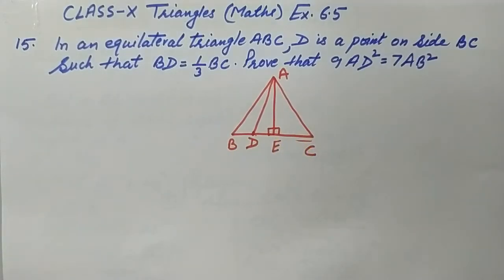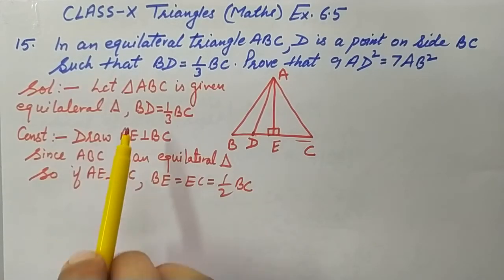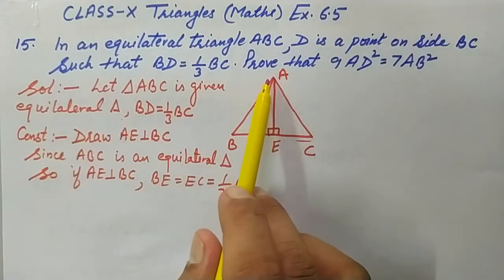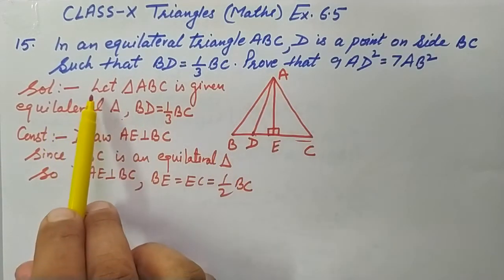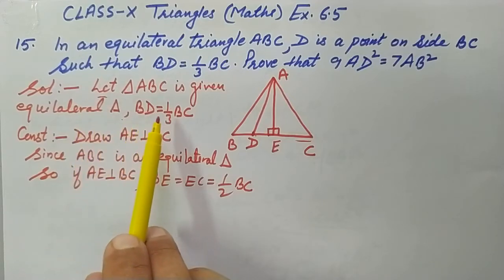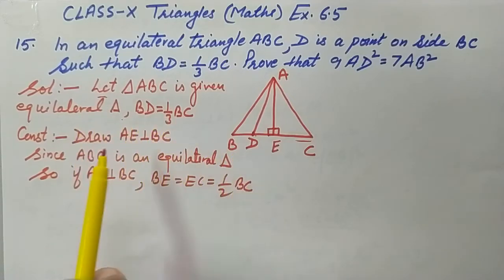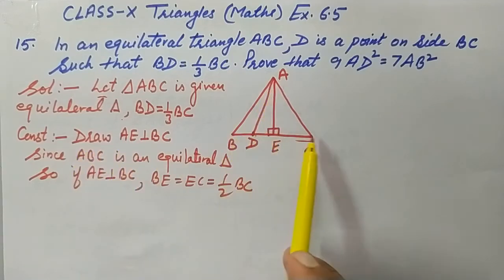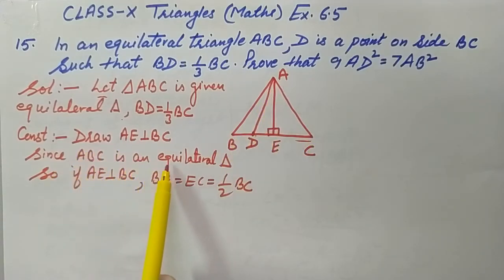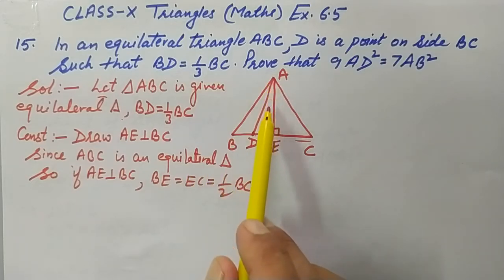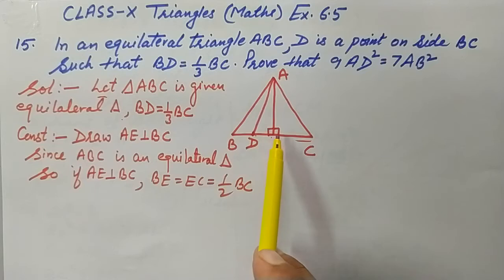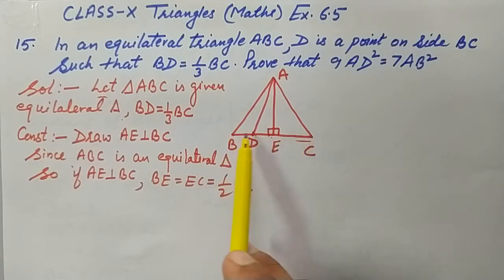So let's start the question. First of all, what is given, we'll write here. Here it is written, let triangle ABC be an equilateral triangle. We have taken a figure from our side, so we'll write 'let' here also. Now BD is 1/3 of BC, given. Now we draw AE perpendicular to BC, and since ABC is an equilateral triangle and this is perpendicular, this will act as median also. So it means BE is equal to EC, that will be half of BC, right?